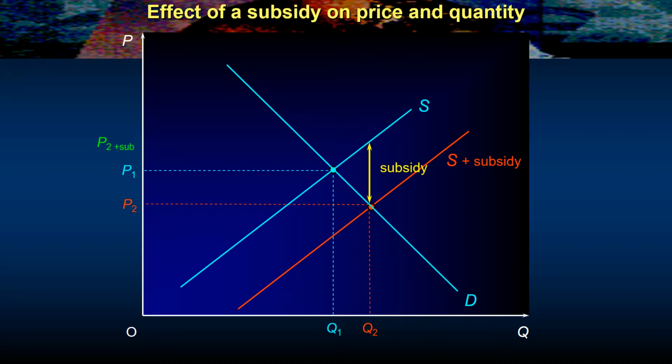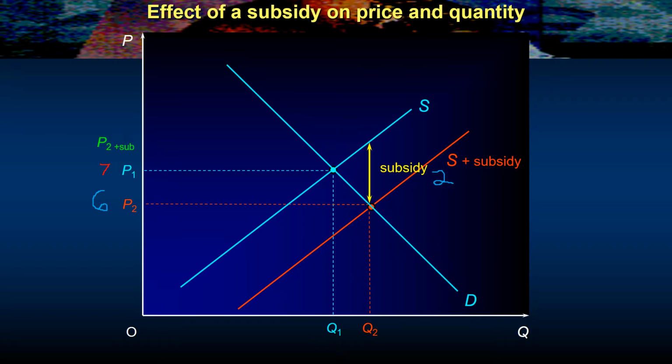So, what does this mean? Well, let's put some numbers on it. Let's imagine that the starting price here was 7. Following the subsidy, the price has fallen down to, let's say, 6. And we'll say the subsidy itself was worth, let's say, 2.